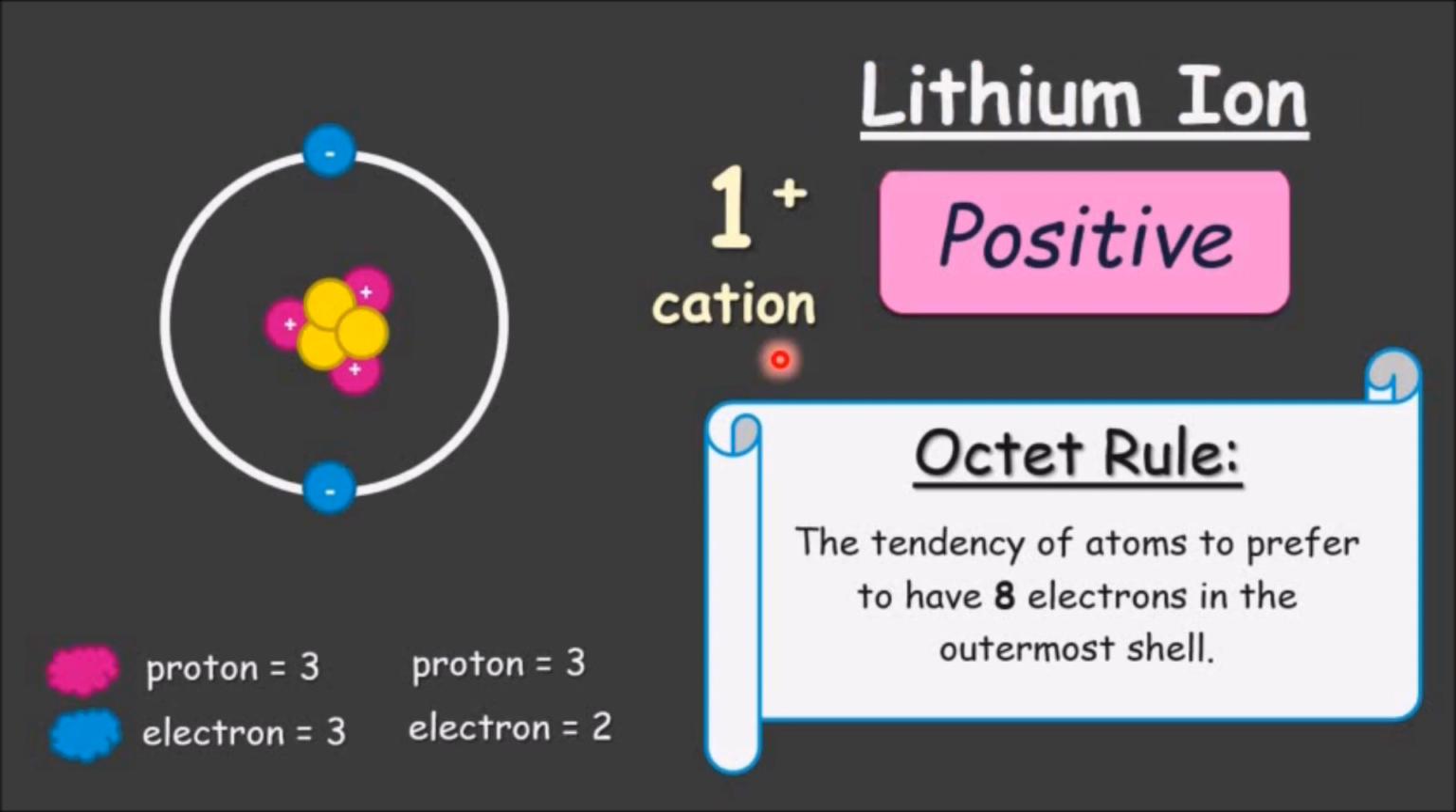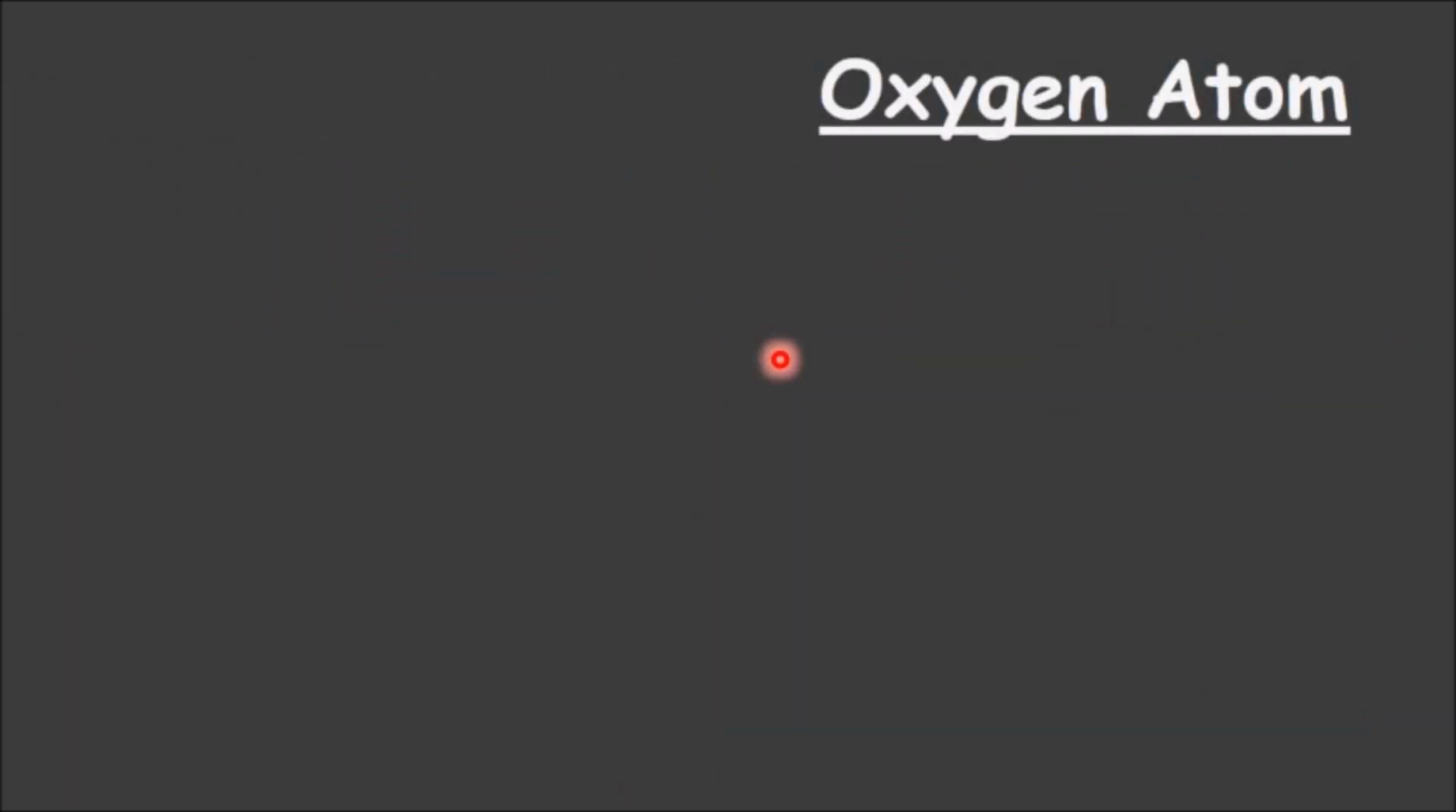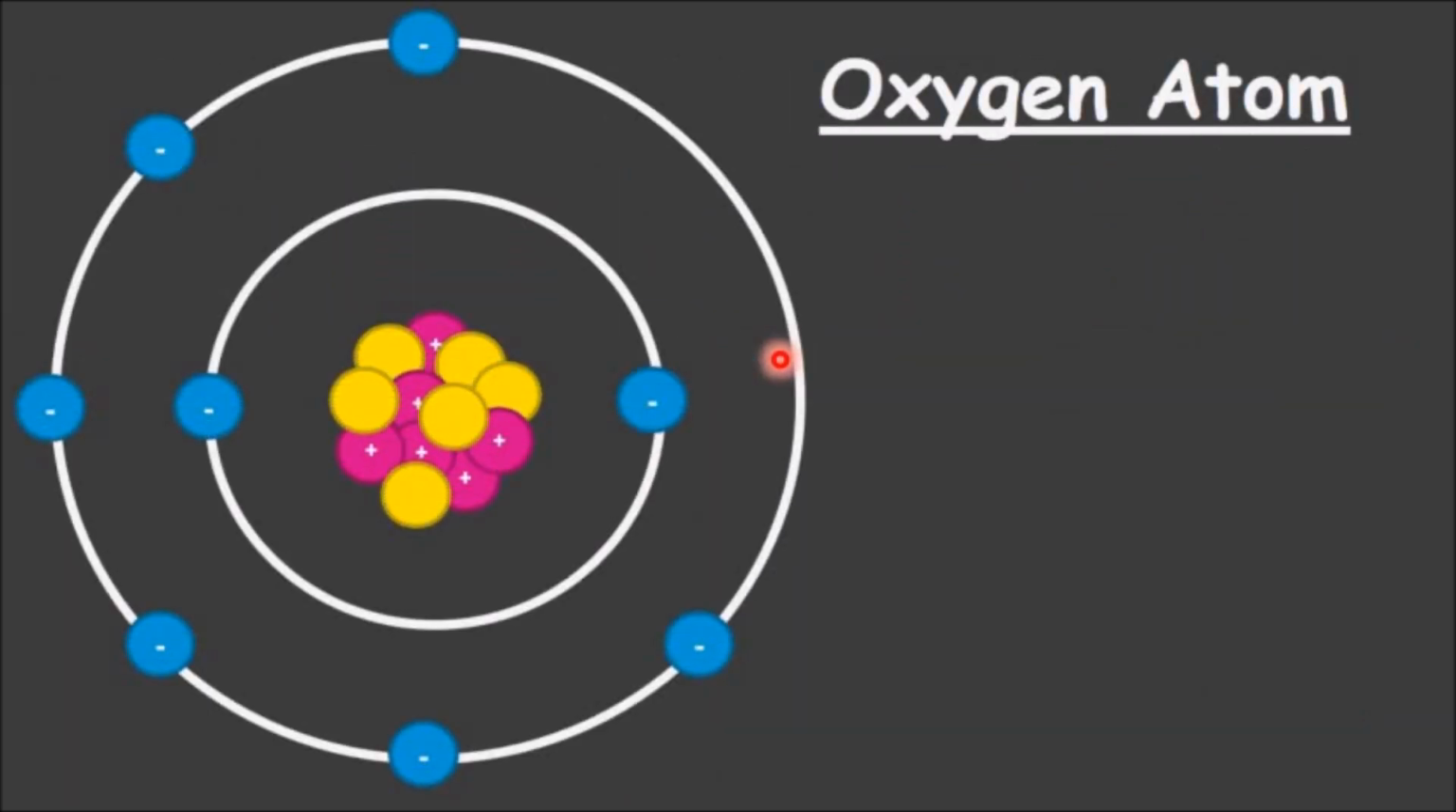Are you still confused on how atoms became ions? Don't worry, we still have more examples. Let's now move on to the second part. Now I ask you to build an oxygen atom using the simulator and then answer the questions afterwards.